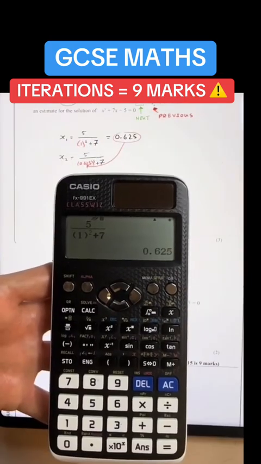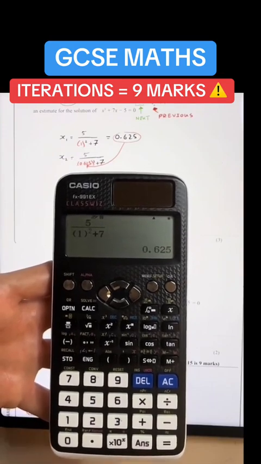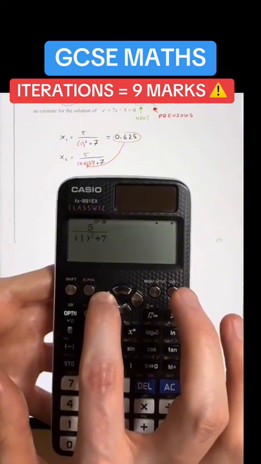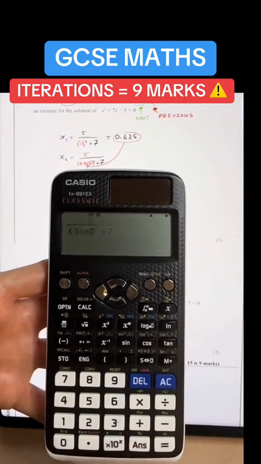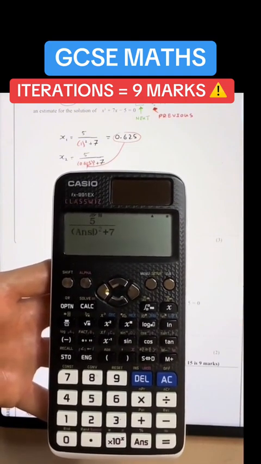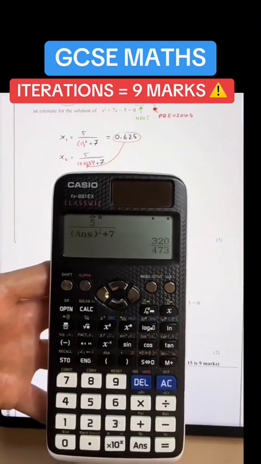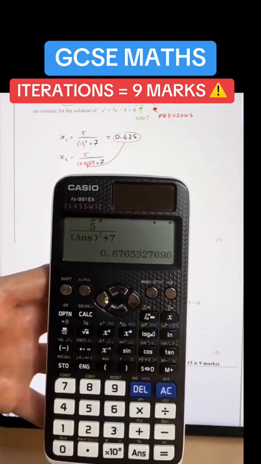To find our value for x2, we don't need to re-enter our equation. All we need to do is use our arrow key, go back and delete where our previous value was. Delete that and replace that with the answer key. And that will take forward the x1 value of 0.625. Press equals, press STO, and that's our value for x2.